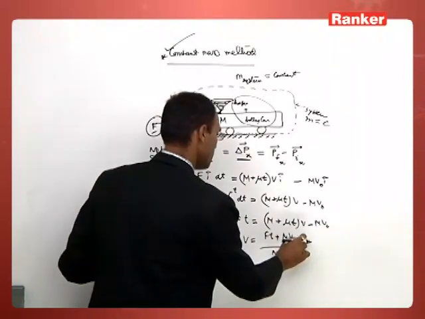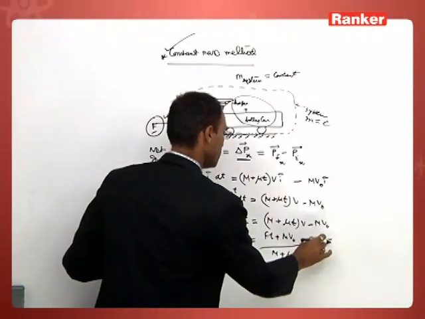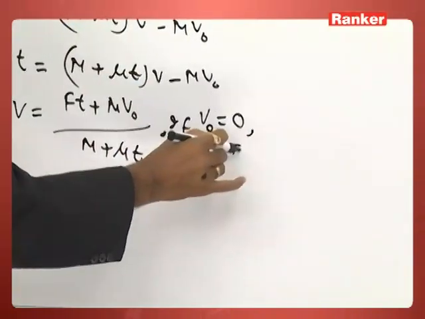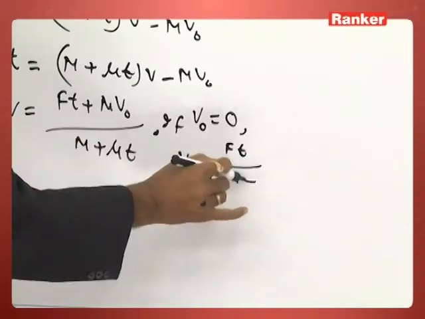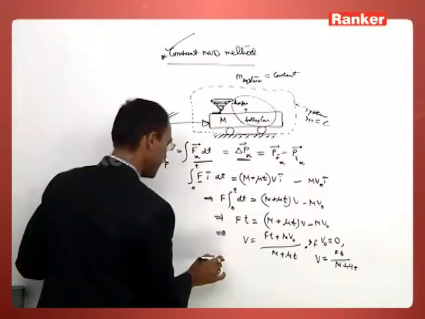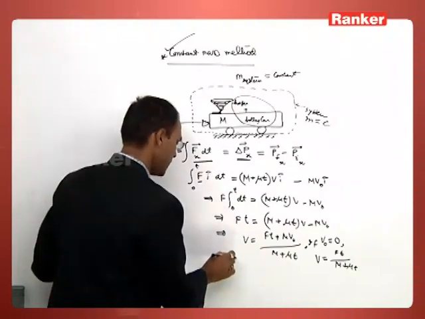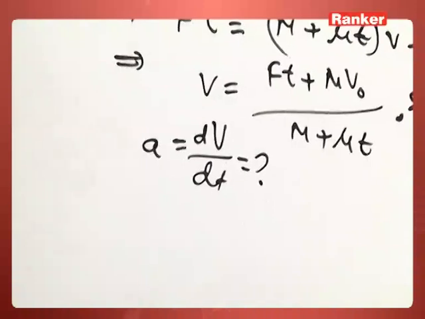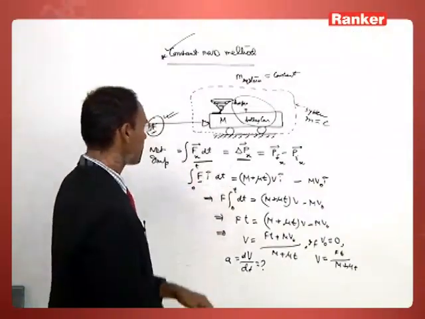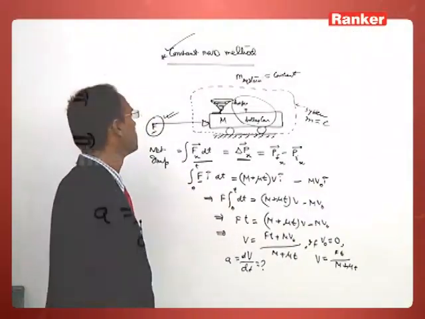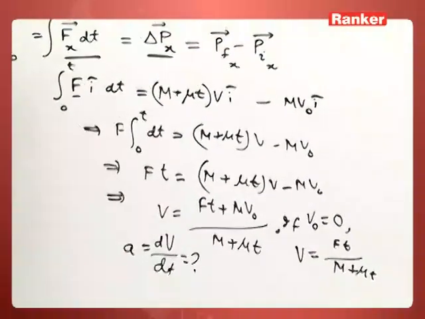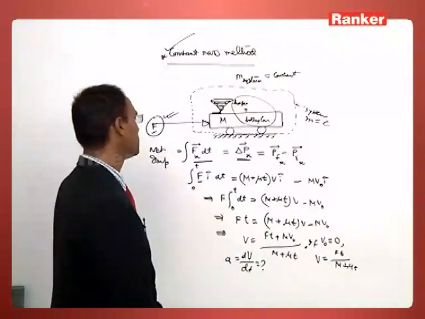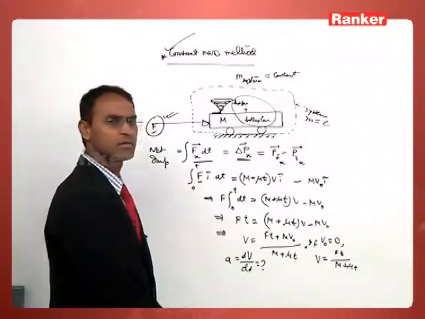And if the initial velocity is 0, the velocity of the trolley car as the function of time will be F t by m plus mu t. And once you get the velocity, taking the derivative of the velocity, you can get the acceleration, your desired quantity. So this is a process of constant mass method. Using this, by using impulse momentum equation, you can get the same thing.